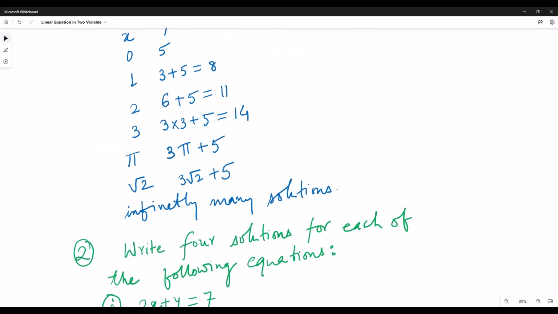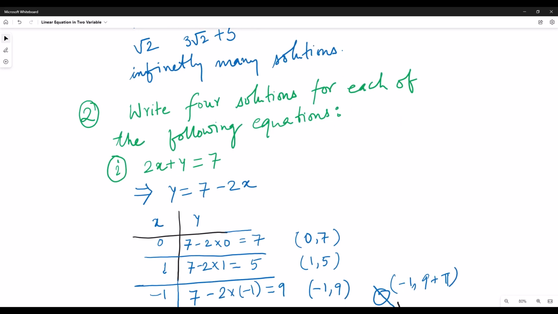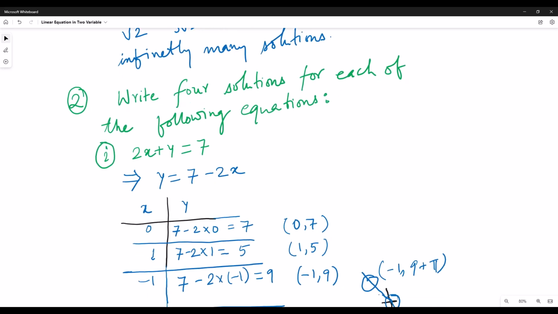Write 4 solutions for each of the following equations, the same way that we did earlier.